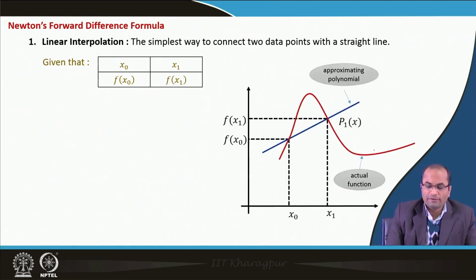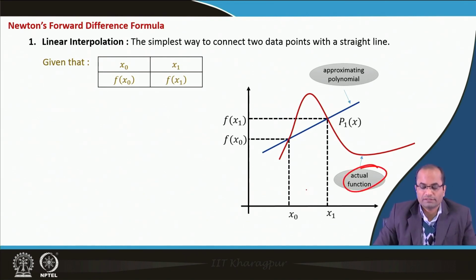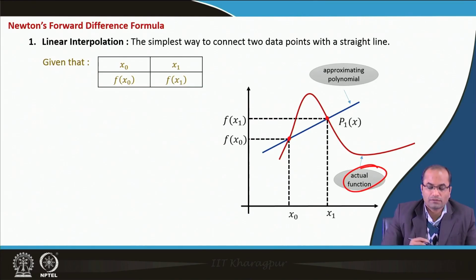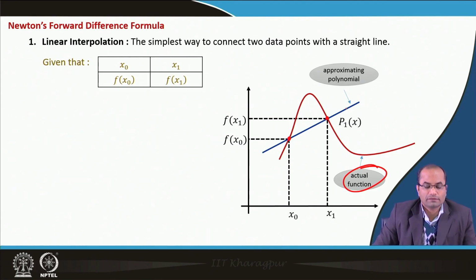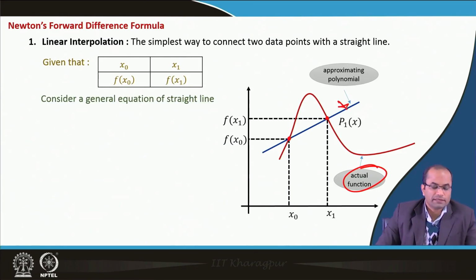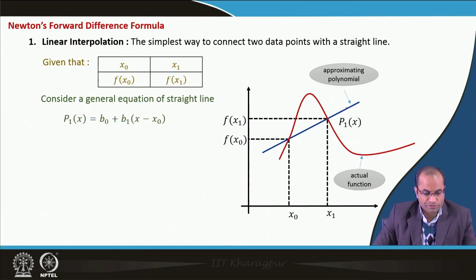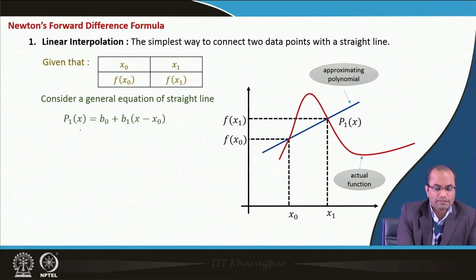So, suppose the actual function f is given, and then there are two data points given to us, and we want to construct a linear interpolation, a linear polynomial or polynomial of degree 1, which passes through these 2 points, that means this line here. So, we can consider the equation of the line, which we have written in this form in a little bit fancy way, that b naught, a constant, plus b 1 times x minus x 0. It is a linear function. We can write it like a 0 plus a 1 x.